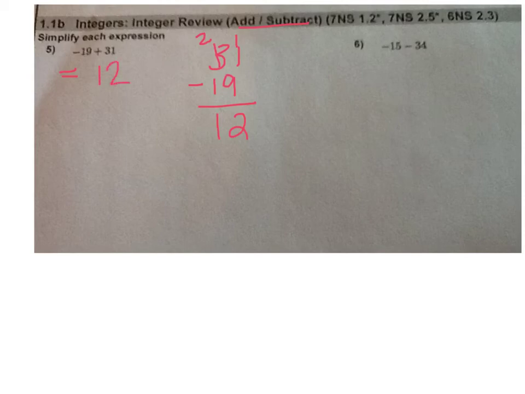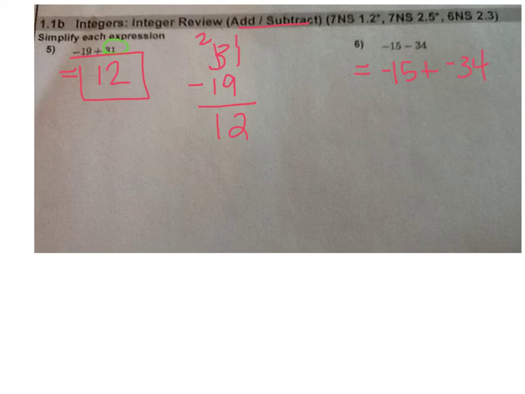However, I have to decide if it's a positive or a negative. So because 31 is actually a larger number, my answer is going to stay positive because there's more positives than negatives when we subtracted. Now number 6, I'm expecting you to write out and show negative 15 plus a negative 34.